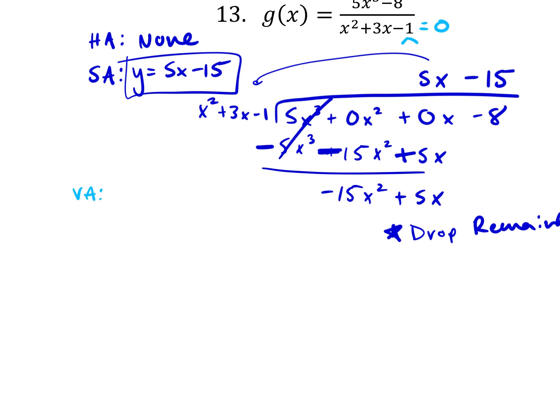Because we may have real zeros here. It just may not factor. But it might end up being an imaginary 0. So if it's an imaginary, then we would have no vertical asymptotes.